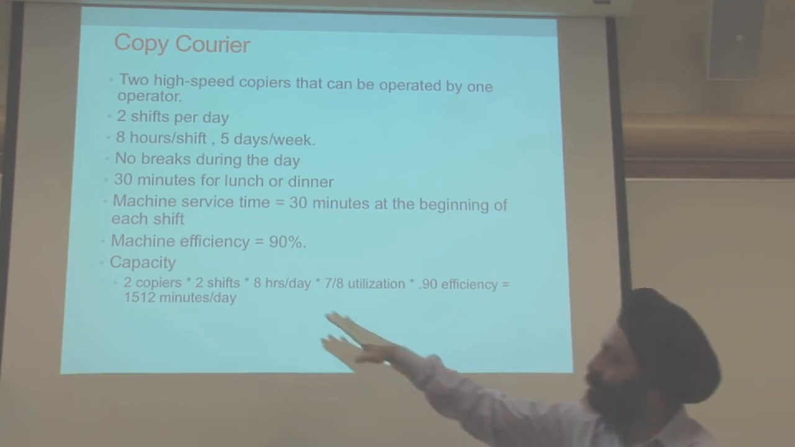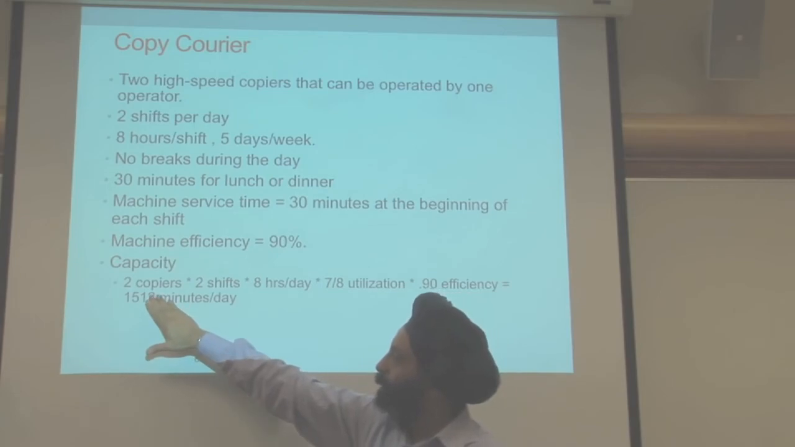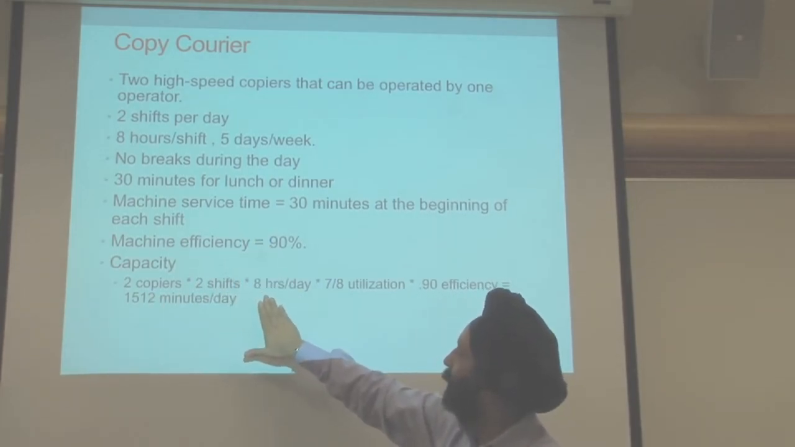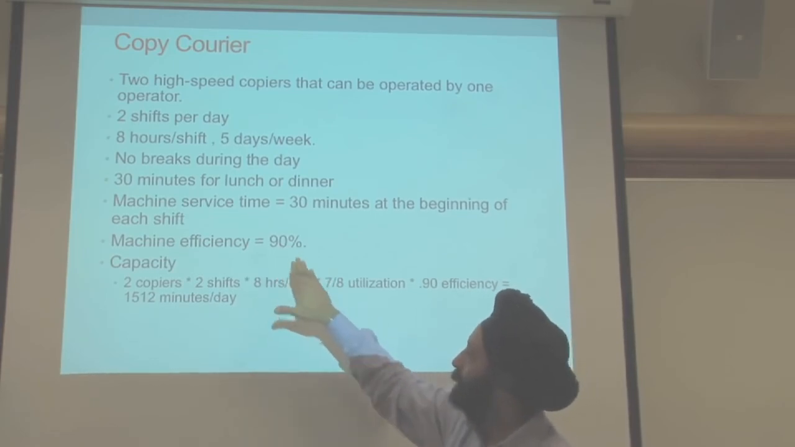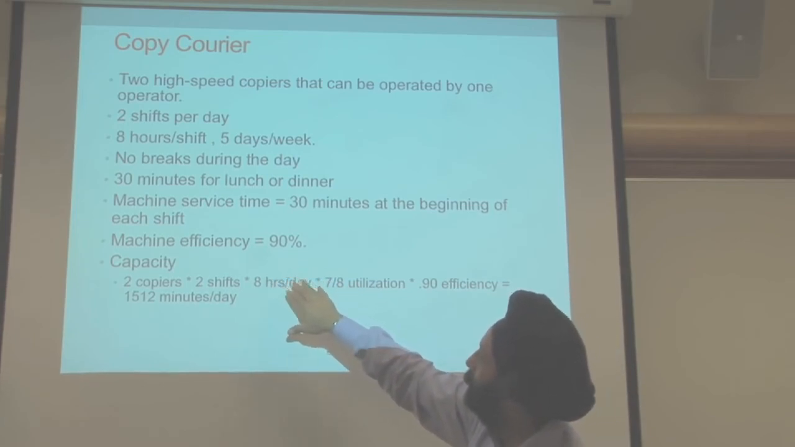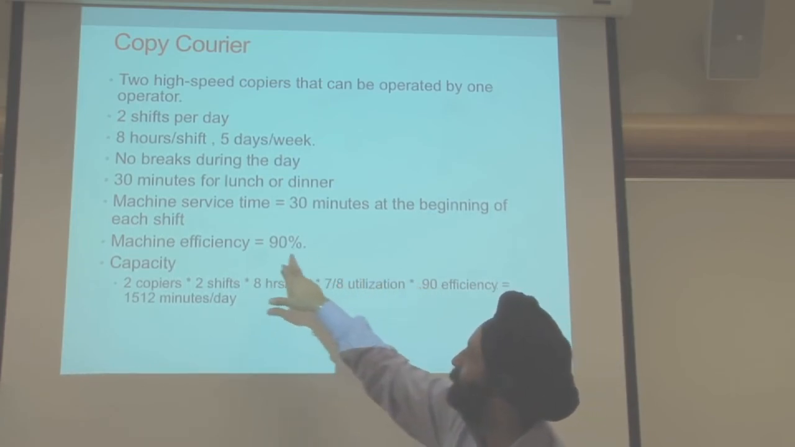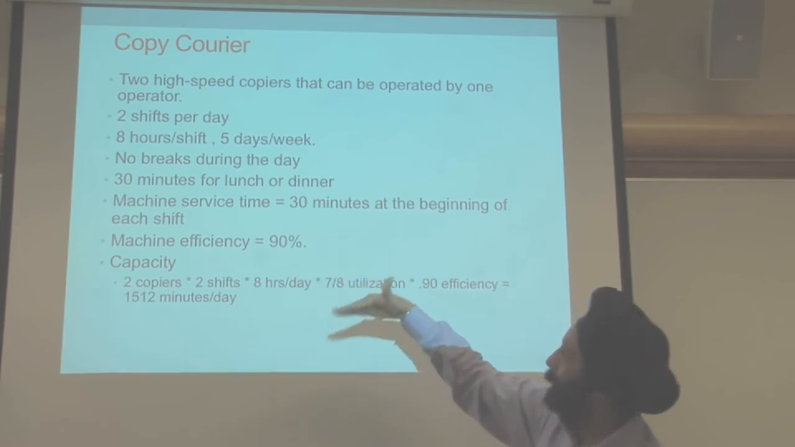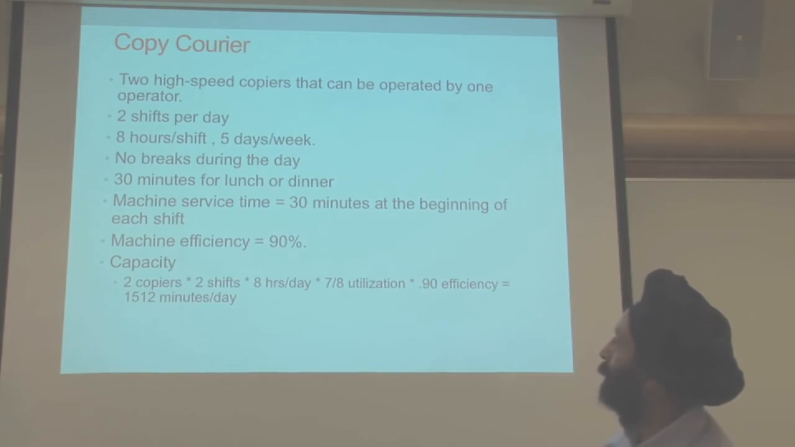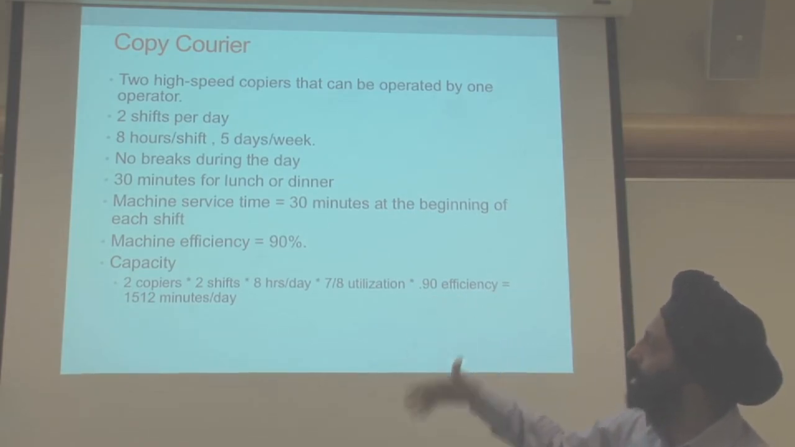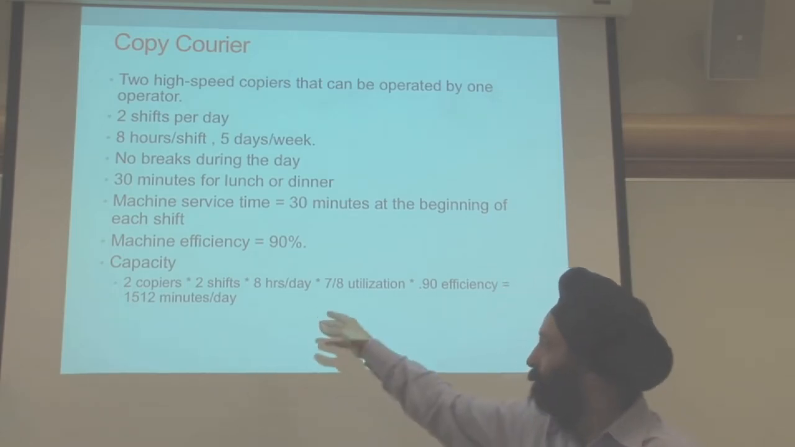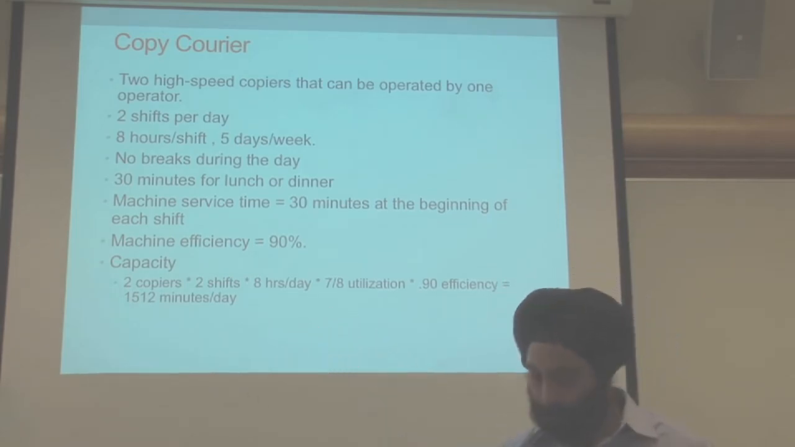So in this case, you have capacity of 2 copiers times 2 shifts, as I mentioned earlier, times 8 hours a day, and in this case, 90% efficiency, and 7/8 utilization. The utilization is because of the fact that you're using 30 minutes for lunch and dinner, so 7/8 utilization is being taken into account. Given this, that gives you a total of 1,512 minutes per day.